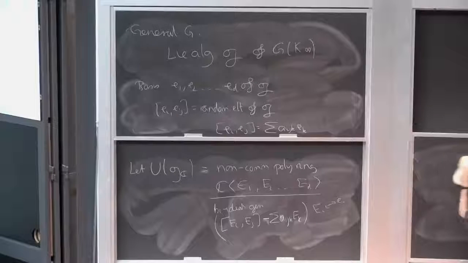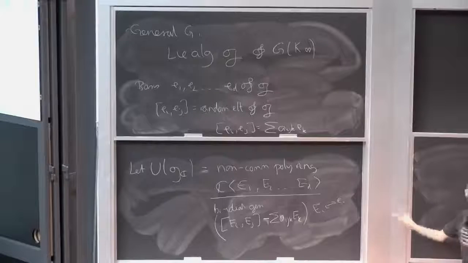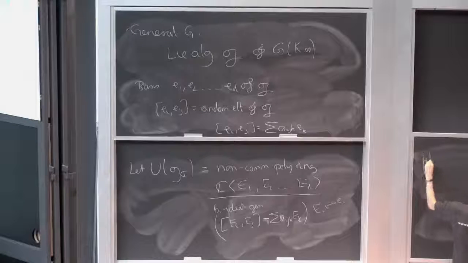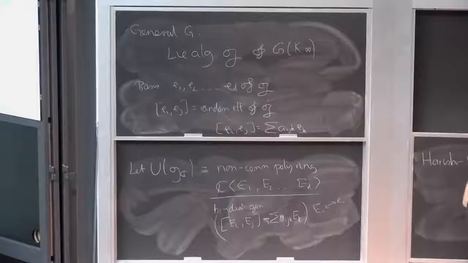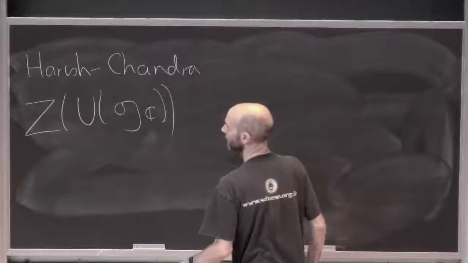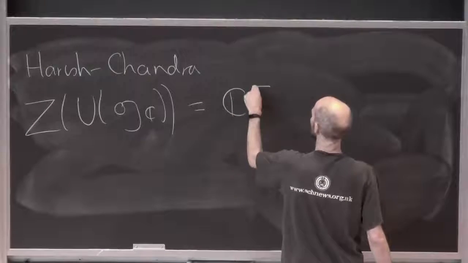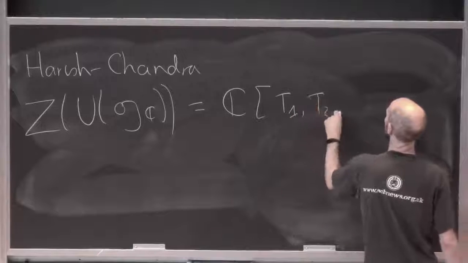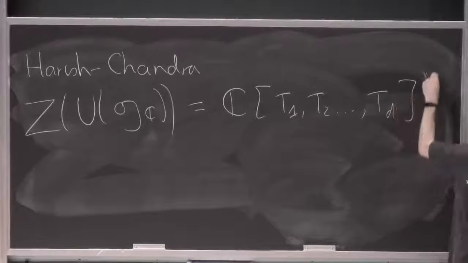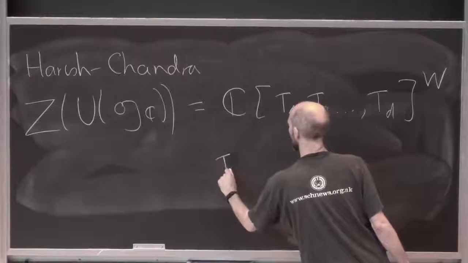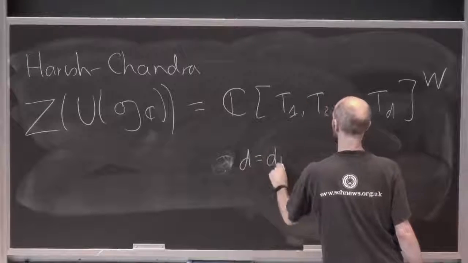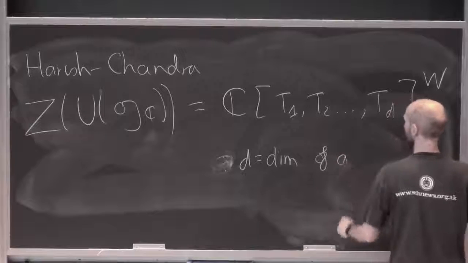I'm telling you the general story, but of course for GL2 over Q, we're going to have to unravel all this at some point. So that's coming later. So just bear with me while we do the general thing. So Harish-Chandra: the centre of this universal enveloping algebra is a polynomial ring. It turns out to be C of T1, T2, up to TD, fixed by W, where D is the dimension of a maximal torus.